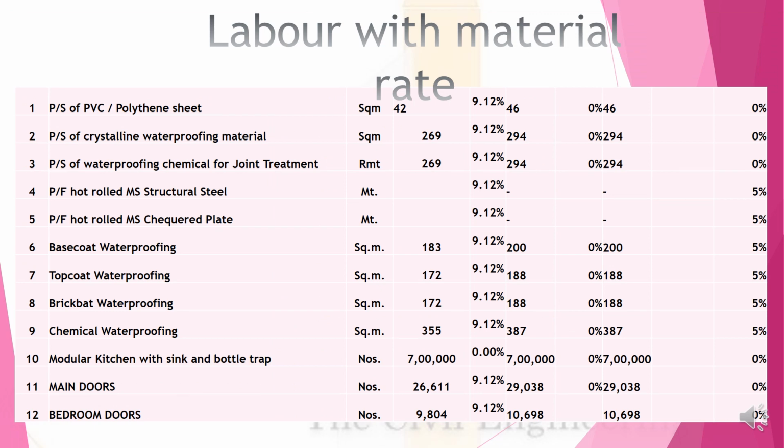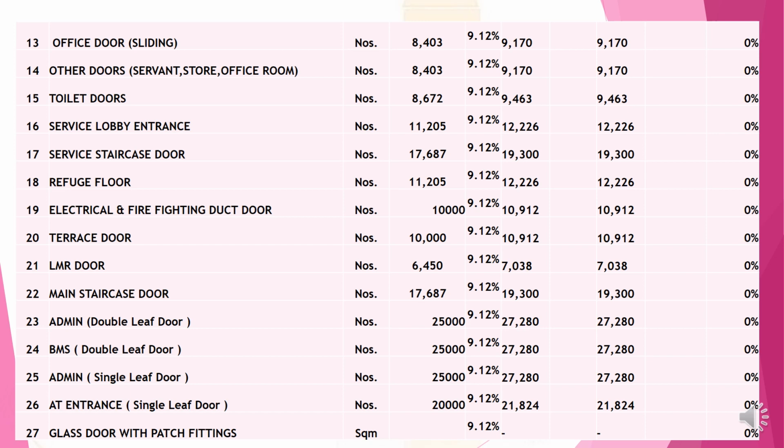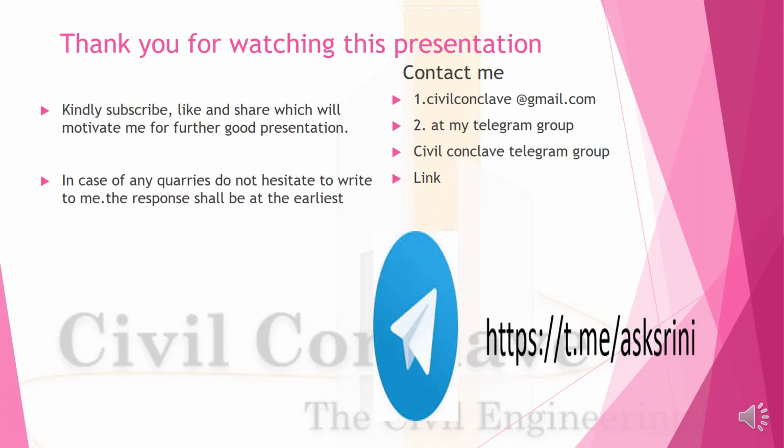Labor with material. There are some items where it is not only material, you also have to do labor. This will become labor along with material. That's what we do, outsourcing material. Polythene sheets, crystalline waterproofing material, waterproofing chemical for joint treatment, hot rolled MS steel, hot rolled checkered plate, base coat waterproofing, etc. You have to go on. Like this, every material has to be worked out. So this is the way you will be creating your project budgeting.